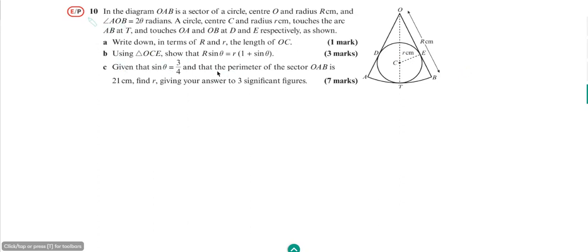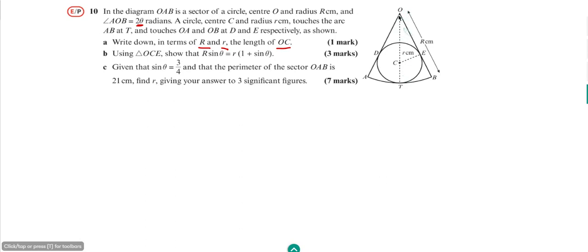So this is now question 10 of exercise 5C. So we've got a bit more complicated situation. What we've got to first of all do is write down, in terms of big R and little r, the length of OC. So we don't really need to look at any of the degrees for this part.